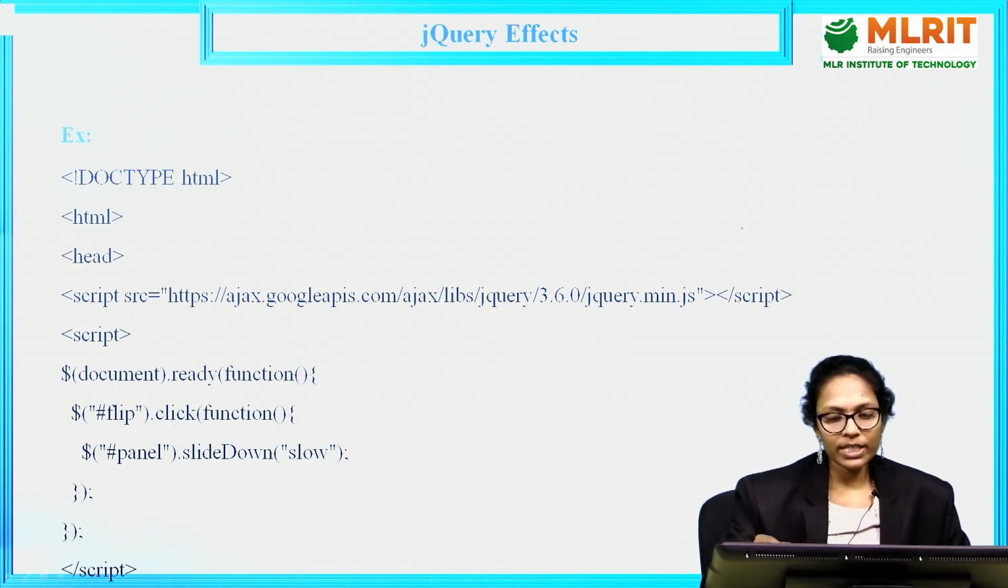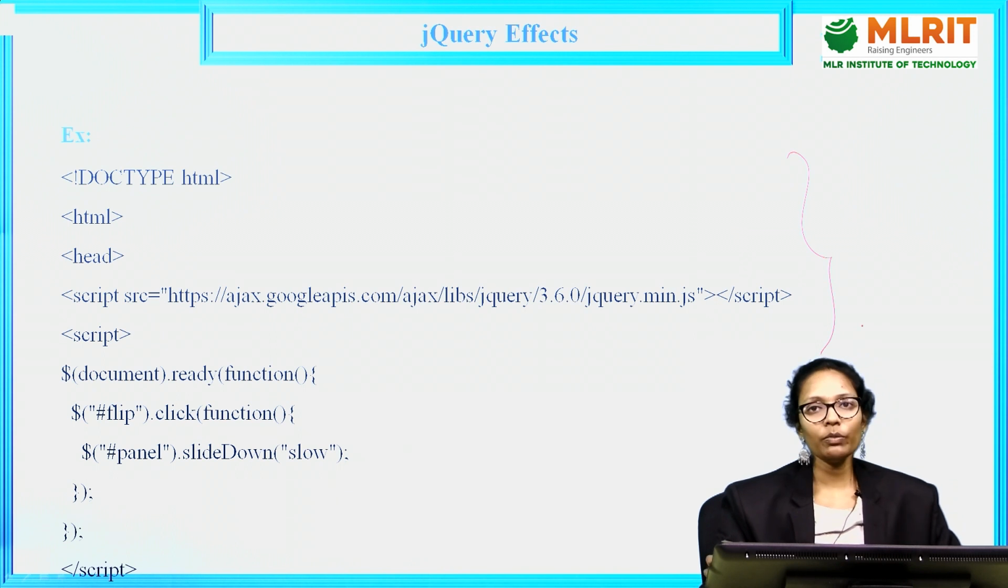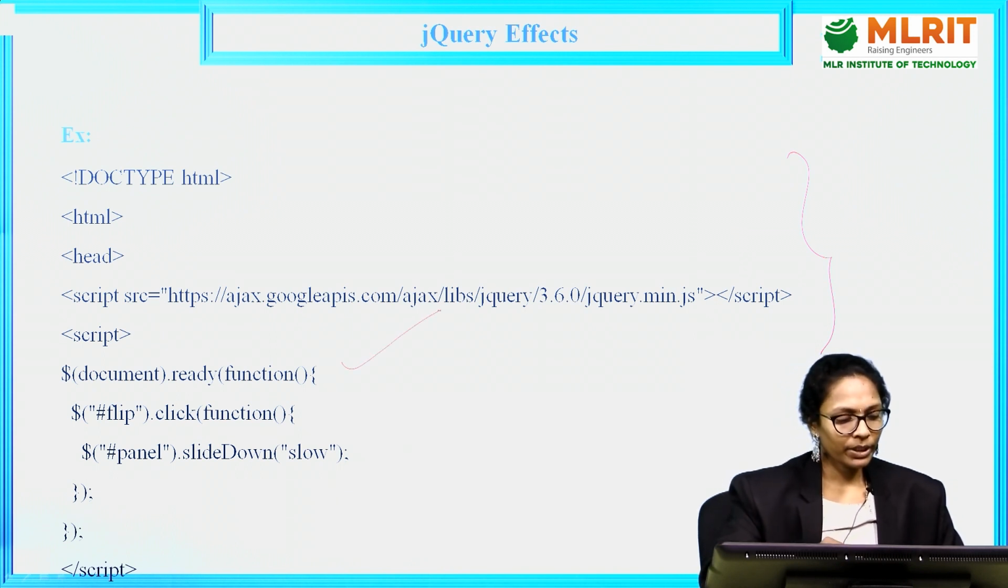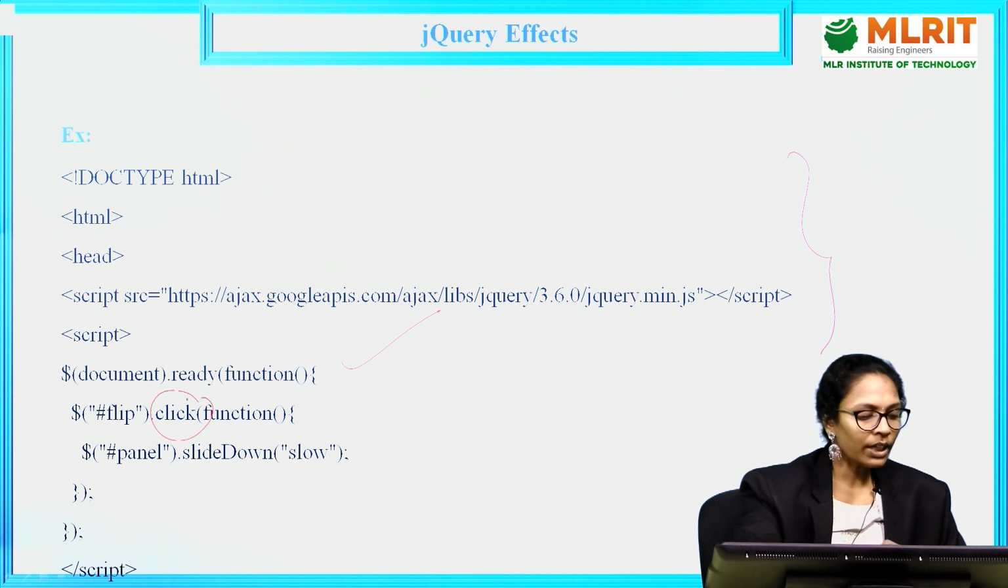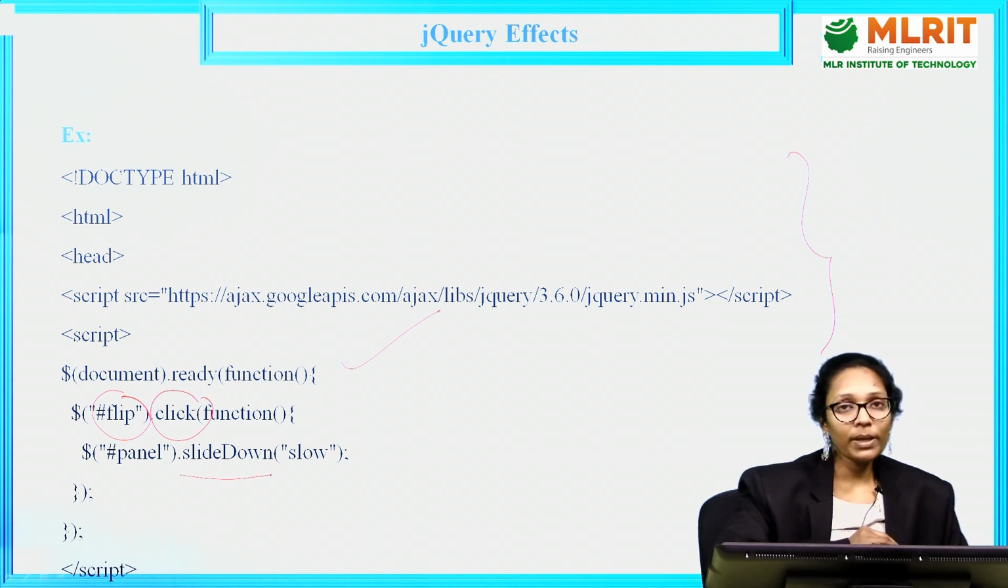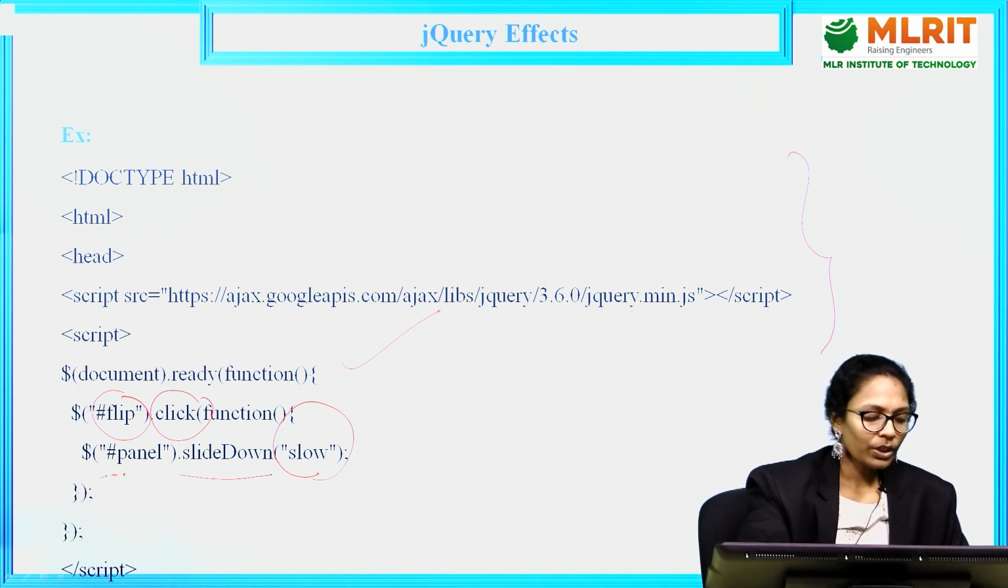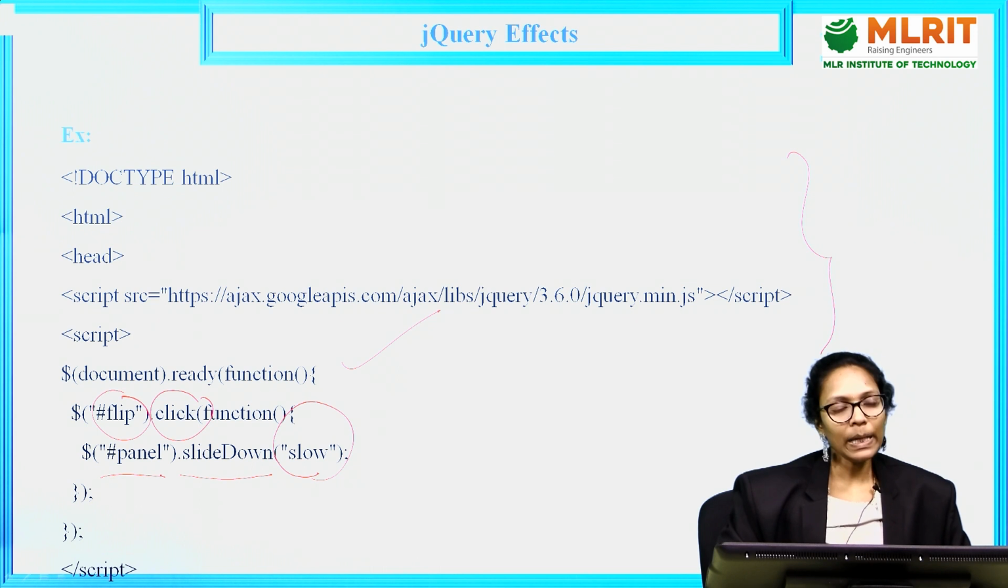Coming to the example application, this is the common code for all jQuery applications to use the library. Whenever my document is ready and whenever you click on an element with the ID flip, you are performing the slide down with the speed slow. For which element? The element which has the ID panel. So only slide down you are applying here, right? What do you mean, what is flip and panel?